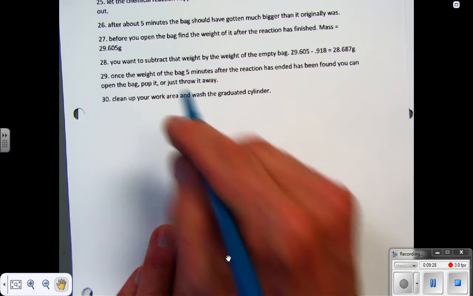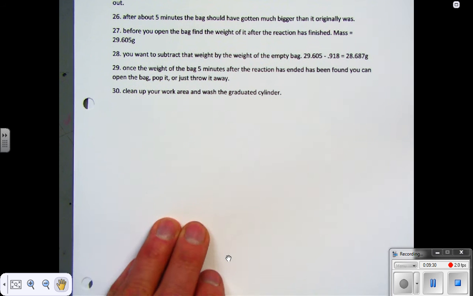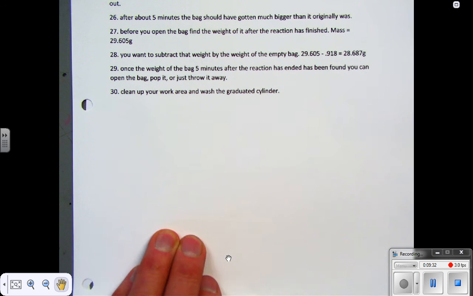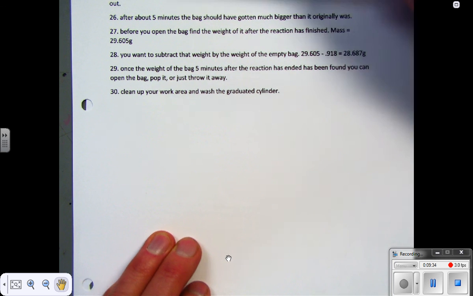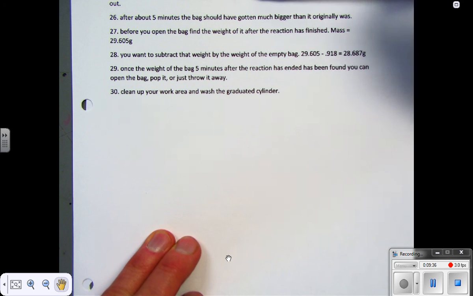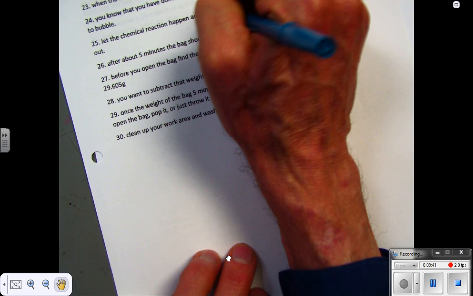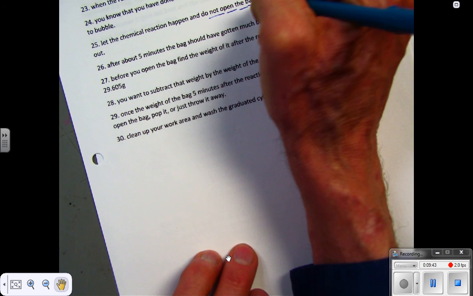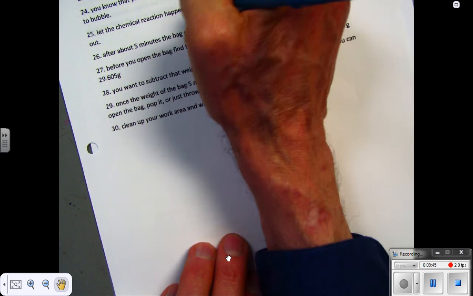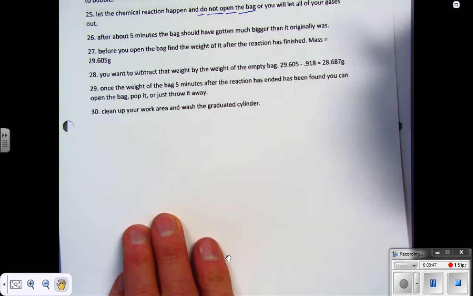Oh, I like this last one. Clean up. Clean up. Do it right. Let's see. Let the chemical reaction happen and do not open the bag. Oh, man. Underline that. Do not open the bag. Yeah. Because that'll ruin the results, right?